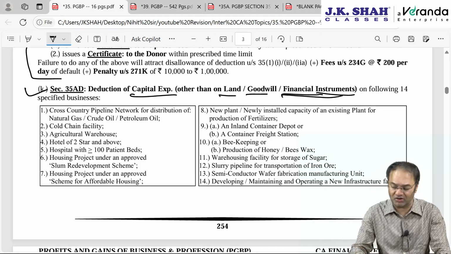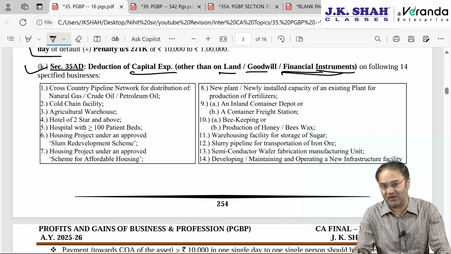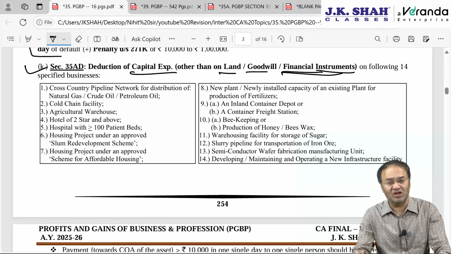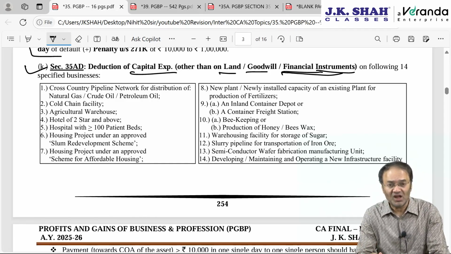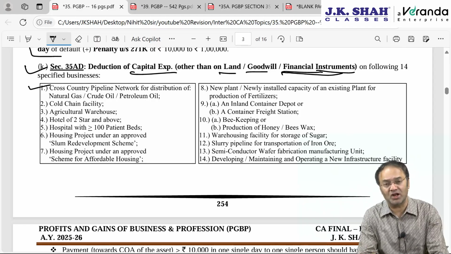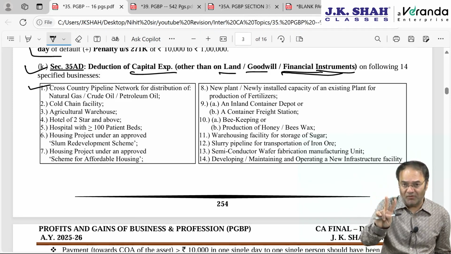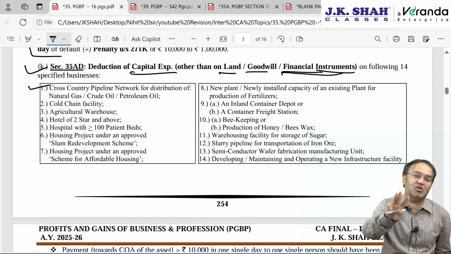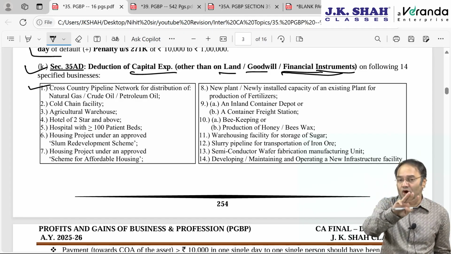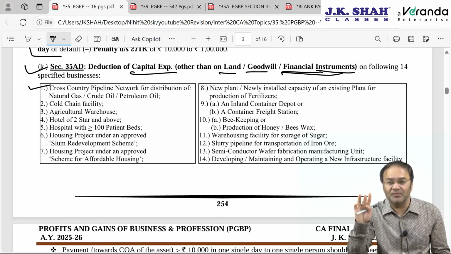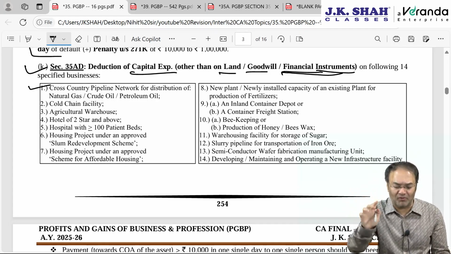You cannot claim deduction. For the following 14 specified businesses, you just need to remember the names. Some of them are regularly asked. Number 1, laying and operating a cross-country pipeline network for distribution of natural gas, crude oil or petroleum oil. This deduction is not allowed to every person. It is allowed to an Indian company or consortium of Indian companies, or it is allowed to ABC, that is, authority, board or corporation set up by or under any central or state act. Ideally allowed to an Indian company or consortium of Indian companies.